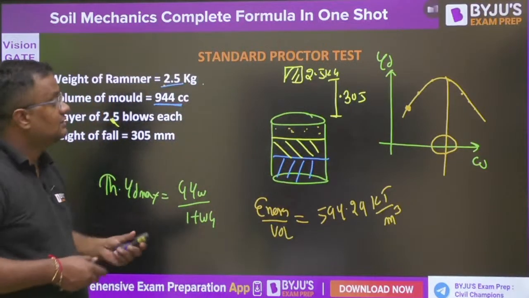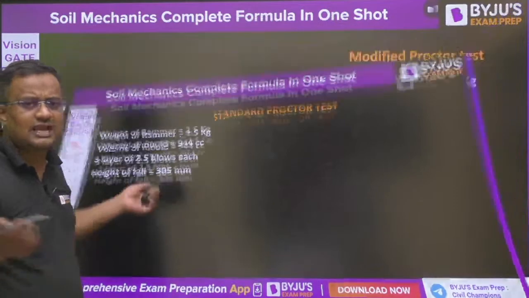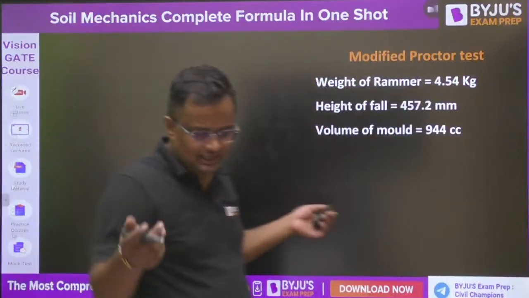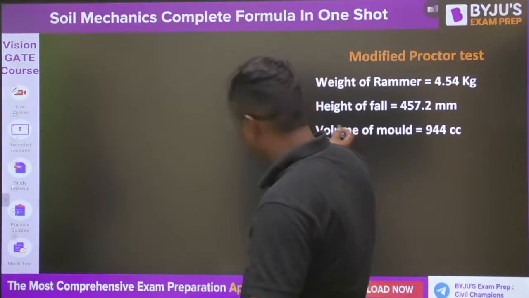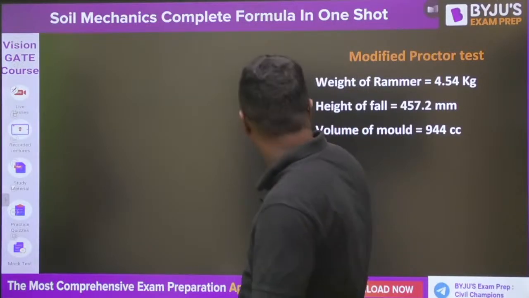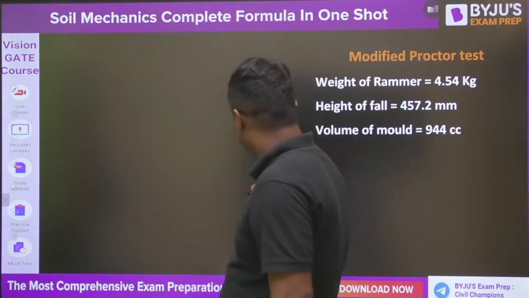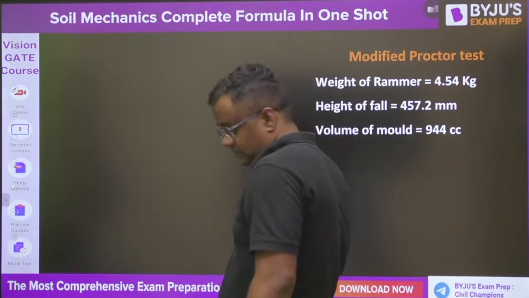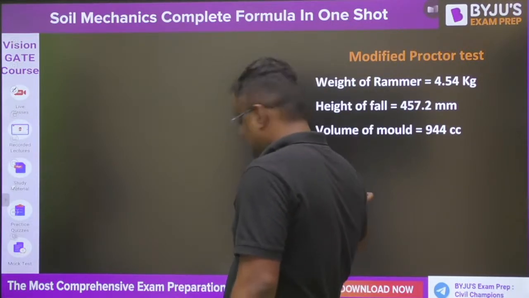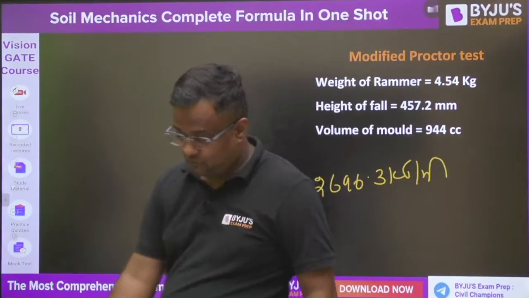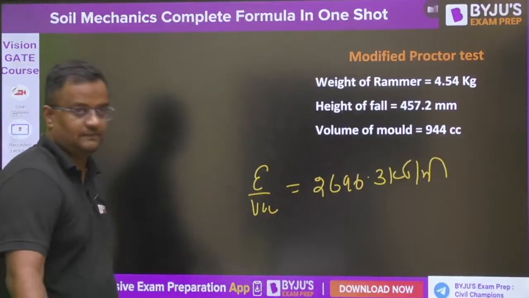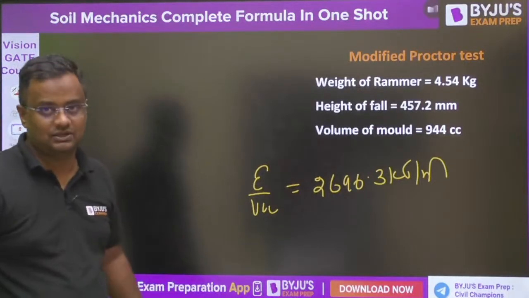This value is this. So there are some different tests also. Indian standards just changed the name and changed the diameter a little. So here this is 4.54 kg from 457.2, and 944 cc is the volume. Here the same energy per unit volume comes to be 2696.3 kilojoule per meter cube. That is 4.5 times of the earlier test. So these values have come in the GATE examination.